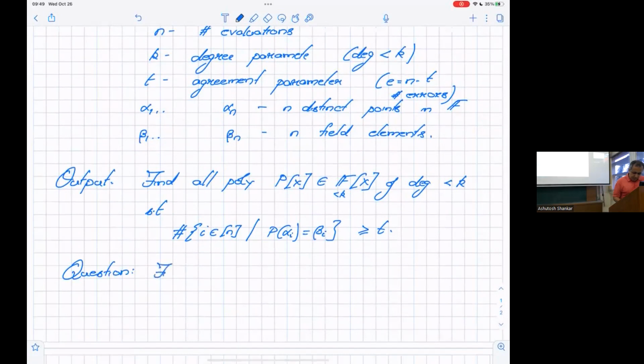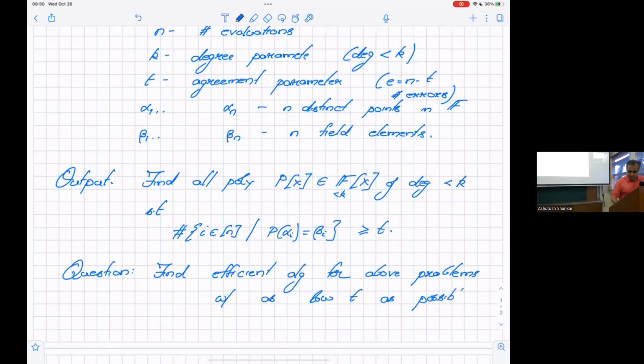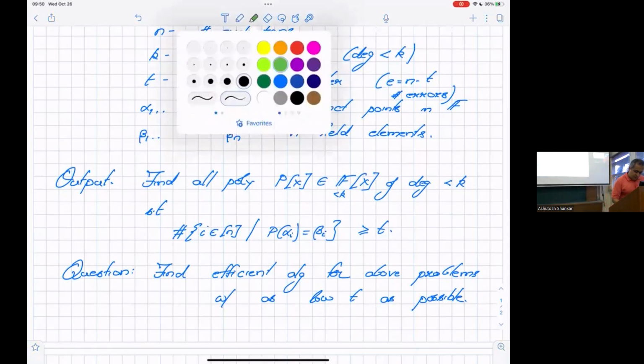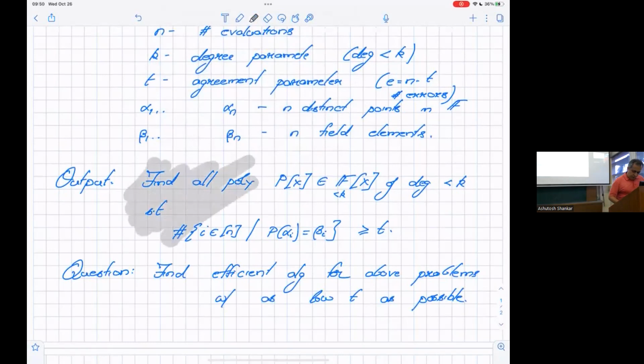The question is to find efficient algorithms for the above problem, with as low a t as possible. So you want the number of agreements to be very, very small, and you still want to be able to solve it. That's the problem we want to solve.